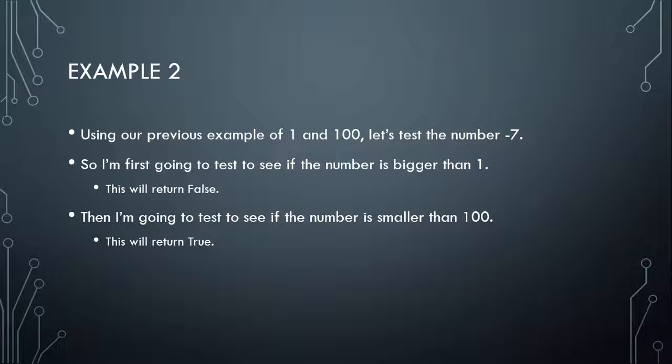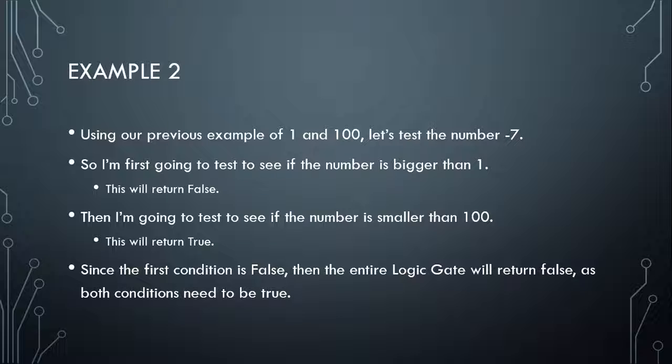Then it's going to test to see if the number is smaller than 100. Well, this is true. Even though the first one's false, the second one is technically true because it looks at each condition individually. It's going to say, hey, -7 is smaller than 100. That must be true. Now, it's going to bring those two conditions together, and it says, hey, my first condition is false. Second one is true, but it doesn't really matter here because since the first condition is false, we know, because it's an AND logic gate, the entire logic gate is going to return an answer of false, because remember we said both conditions with an AND need to be true.